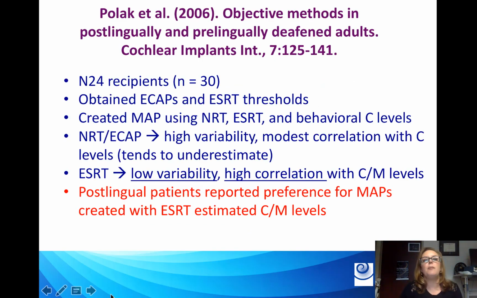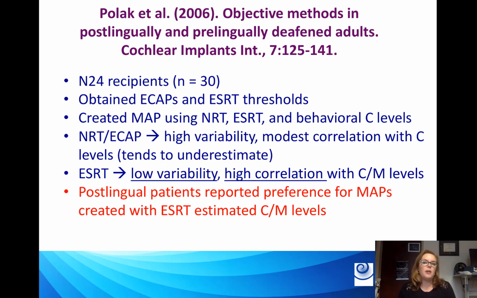So let's look at this paper. This is from Pollock and colleagues, 2006. And what they did was they took 30 N24 recipients and they obtained ECAPs as well as ESRT thresholds. And then they created 3 separate maps. So they created maps guided by NRT or ECAP thresholds, by ESRTs, as well as behavioral C levels or behavioral upper stim levels. And here's what they found.